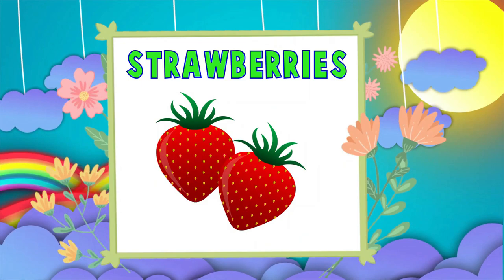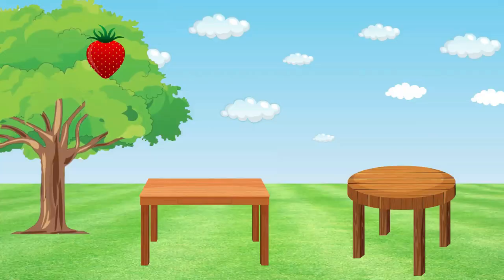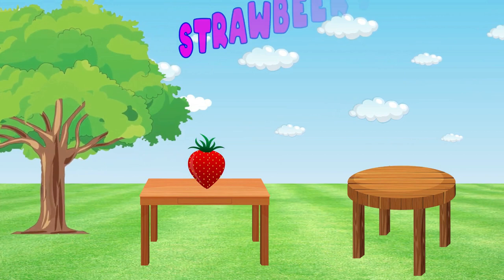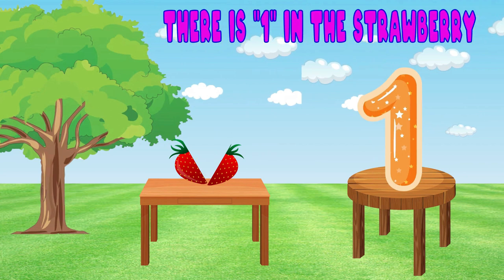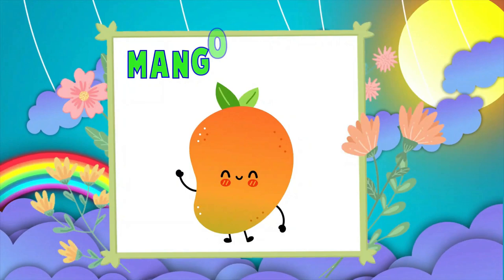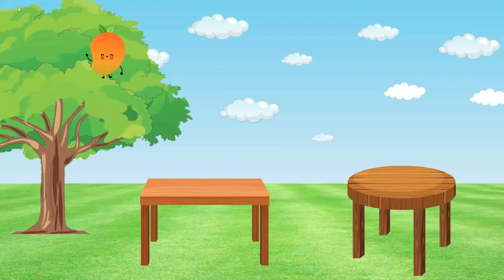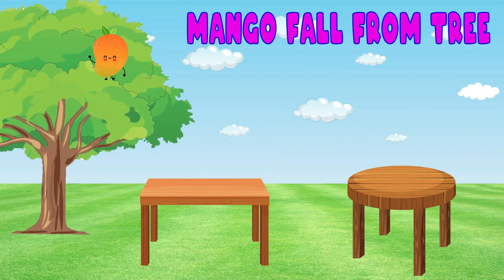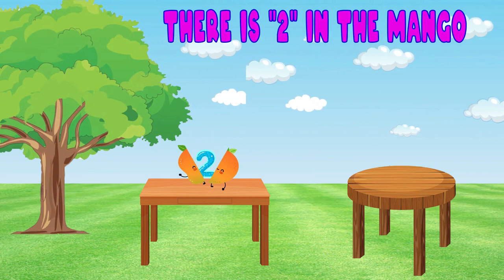Strawberries. Strawberry fall from the tree. Strawberry is broke. There is one in the strawberry. One and one. Mango. Mango fall from tree. Mango is broke. There is two in the mango. Enjoyable.